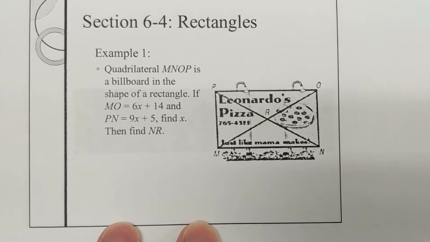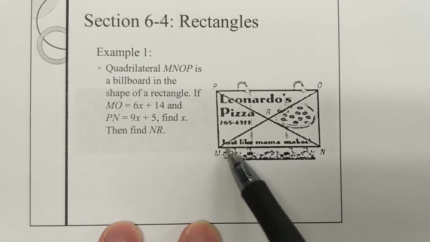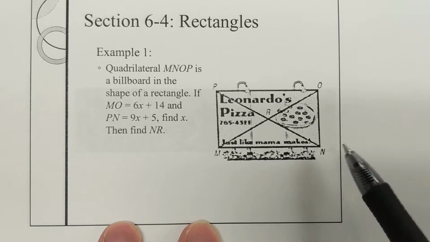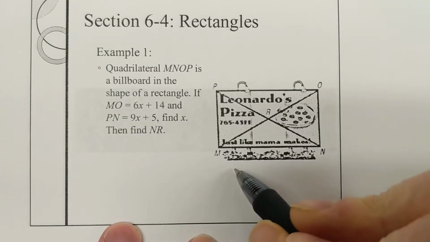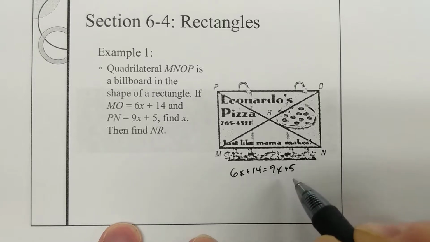So example 1 here, quadrilateral MNOP is a billboard in the shape of a rectangle. If MO is 6x plus 14 and PN is 9x plus 5, find x, then find NR. So here's MO, bottom left to top right. Here's PN, upper left to bottom right. So they are the 2 diagonals. Since this is a rectangle, those are equal to each other.